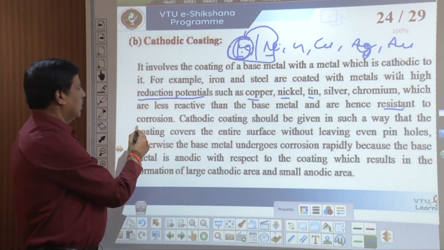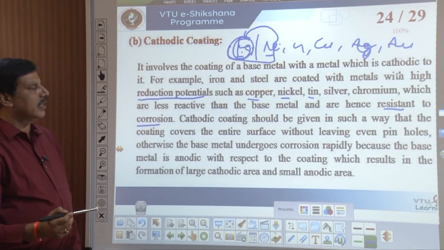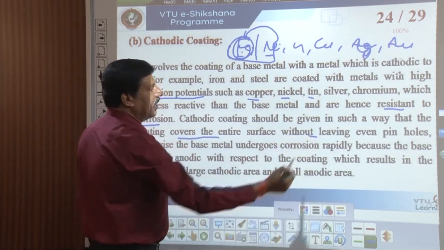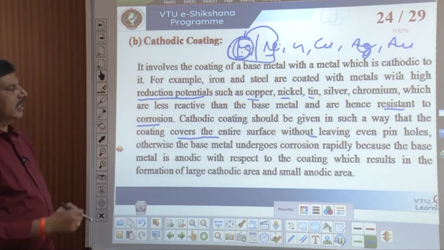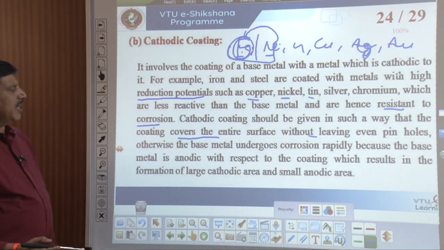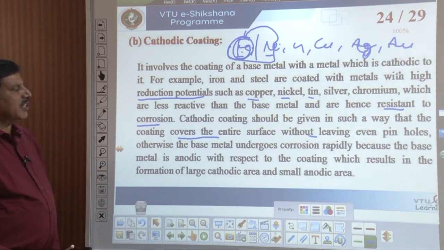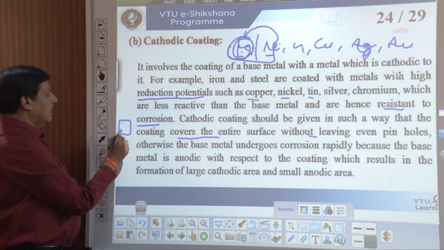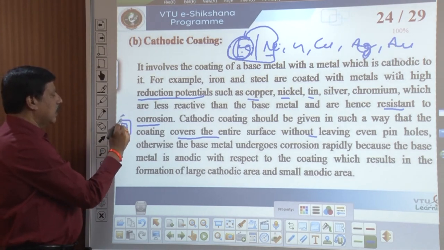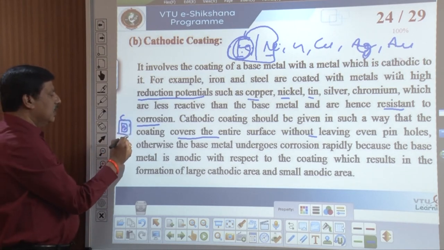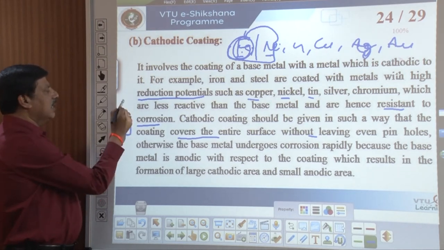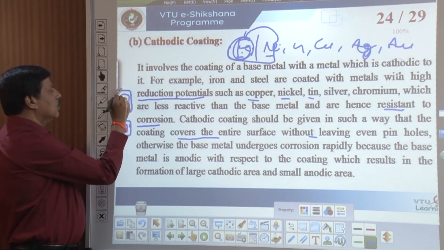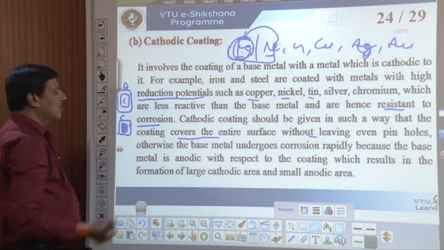Silver, chromium are less reactive than the base metal and hence resistant to corrosion. Cathodic coating should be given in such a way that the coating covers the entire surface without leaving even pinholes, unlike anodic coatings. Otherwise, the base metal undergoes corrosion, because the base metal acts as an anode and the coated metal acts as a cathode. Now the inside metal is the anode and this is the cathode. Earlier it was different: inside cathode, outside anode, so even with any crack, in an anodic coating, there is no problem.